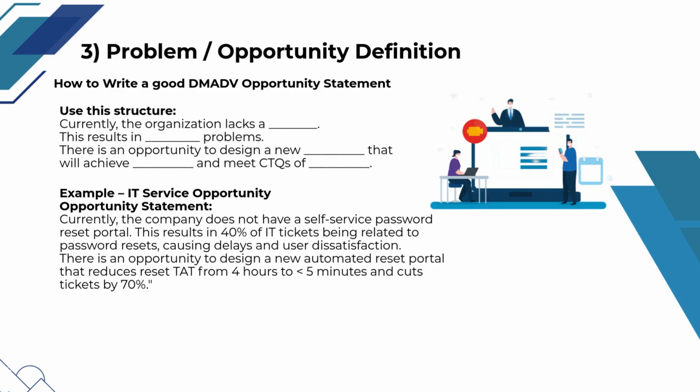Currently, the organization lacks a ___, which results in ___ problems. There is an opportunity to design a new ___ that will achieve ___ and meet CTQs of ___. For example, in IT services, currently, the company does not have a self-service password reset portal, resulting in 40% of IT tickets being password-related, causing delays and user dissatisfaction. There is an opportunity to design a new automated reset portal that reduces reset turnaround time from 4 hours to under 5 minutes and cuts tickets by 70%.